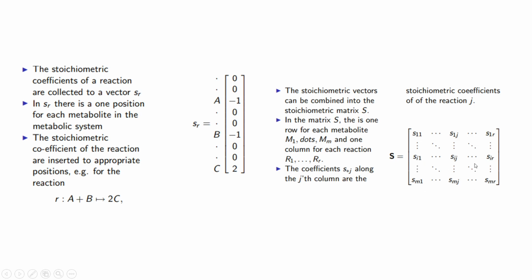Now the coefficients of the vectors present in these columns represent the stoichiometric coefficients of the whole reaction j. Okay. Now we have seen how a stoichiometric matrix looks, and what the row and the column represent.